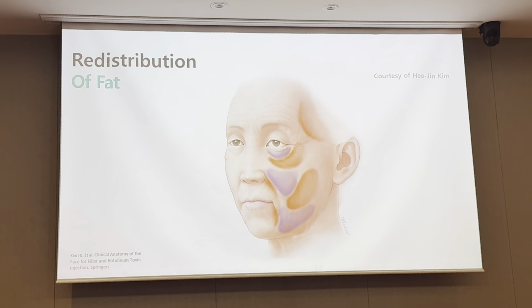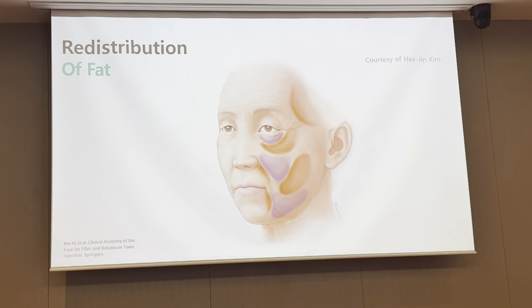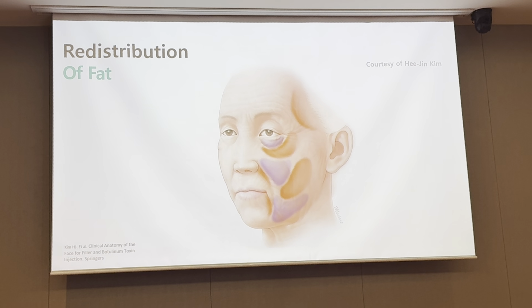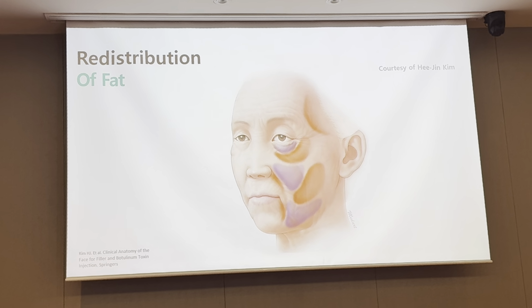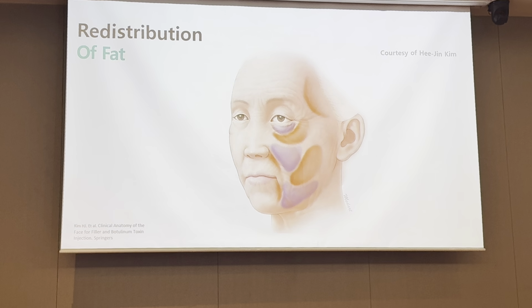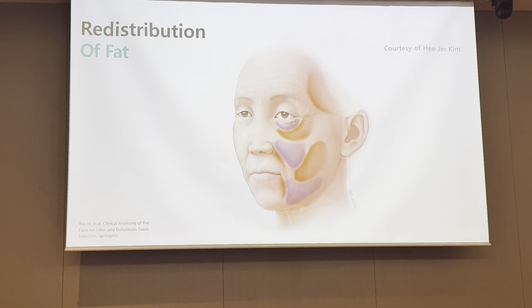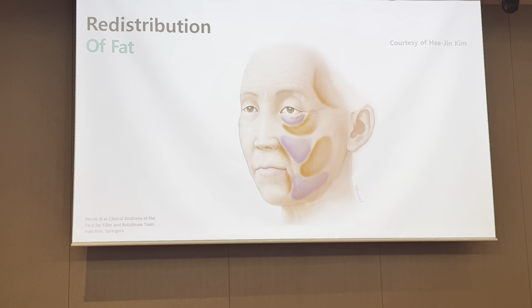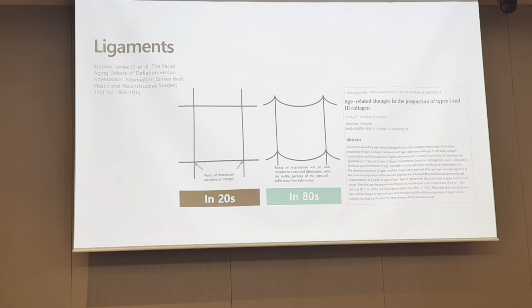So this is the summary of the distribution of the fat in the facial layers. The purple shaded area is where we get more fat accumulation within the compartment, and in the orange shaded area we might use fillers or polynucleotide for volumizing purposes. Okay.